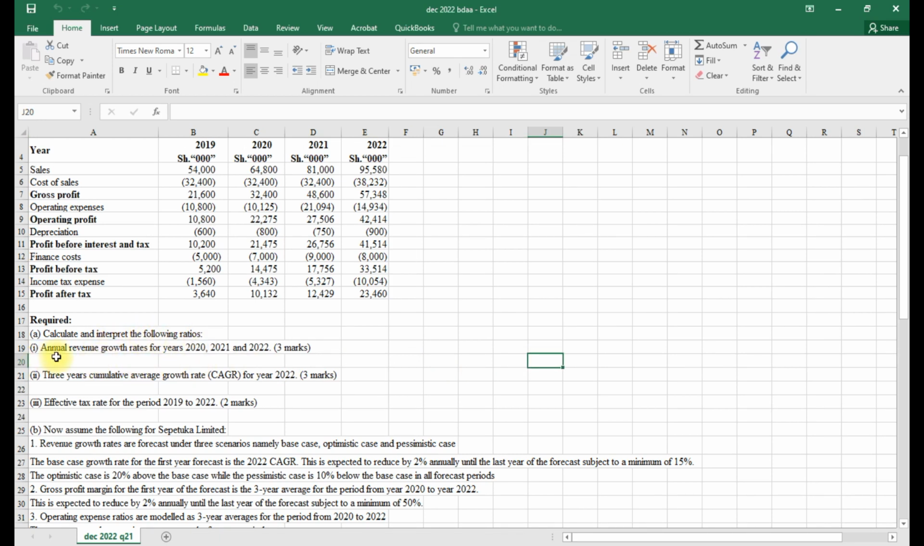First one is the annual revenue growth rate for the years 2020, 2021 and 2022. Then the 3-year cumulative average growth rate, call it CAGR, for the year 2022, and the effective tax rate for the period 2019 to 2022. So the effective tax rate for those particular years. I'll start with the average revenue growth rates.